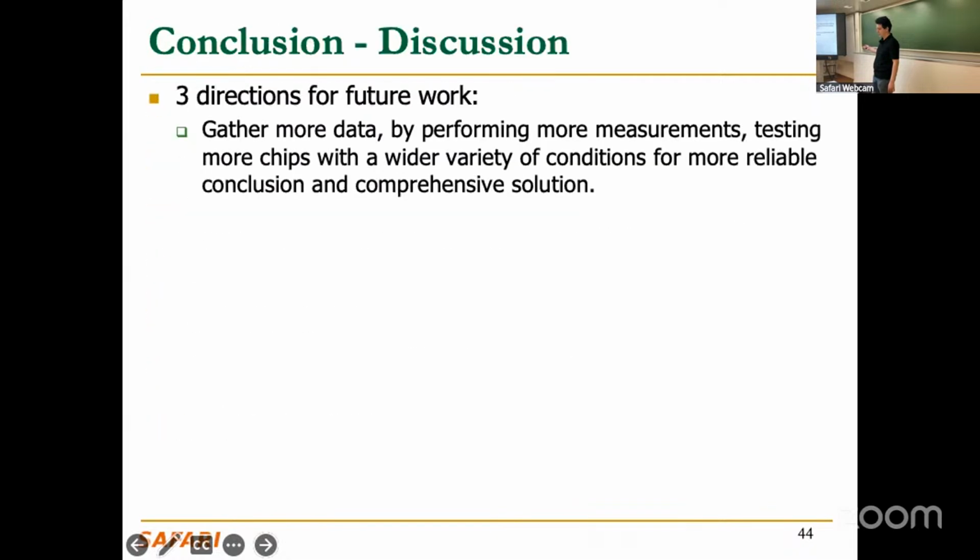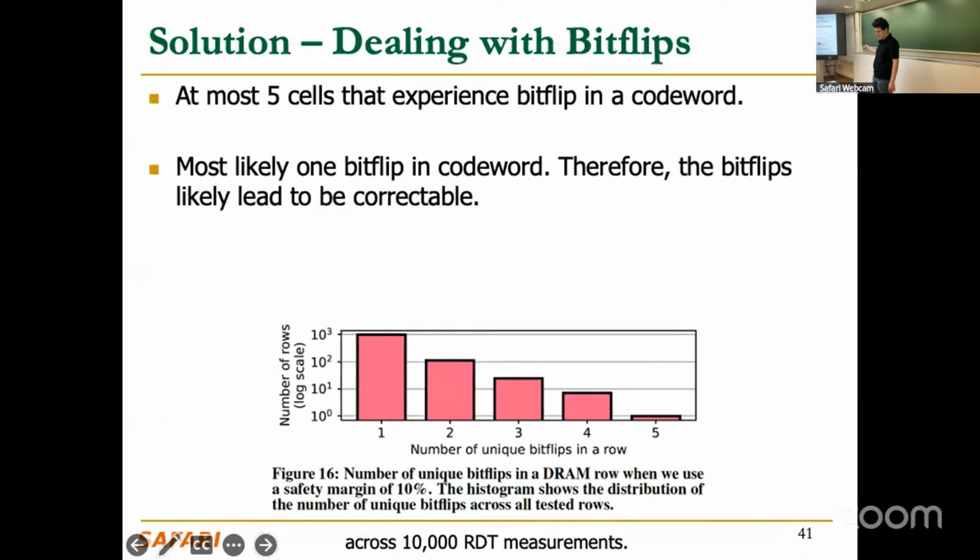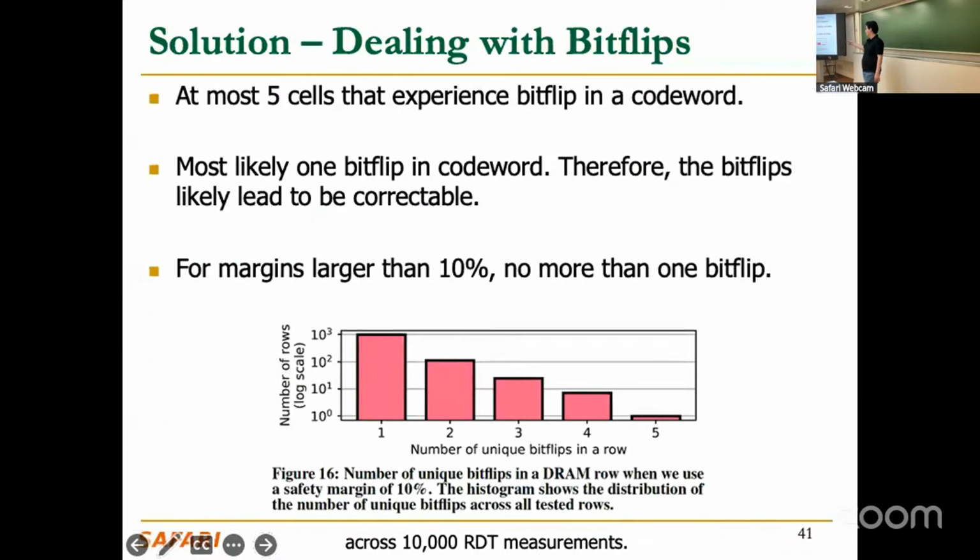Maybe I should go back here. So this is just by implementing a safety margin of 10%. We see there are at most 5 unique bit flips. And for margins larger than 10%, they said that there isn't any more than 10 bit flips. But we cannot fully confirm this, like I said, because it considers some limited environmental values as well as some limited test permutations that they constructed. So in the future, there will maybe be many more parameters that we need to consider when implementing such solutions. So in that case, it's not different from the previous approaches.